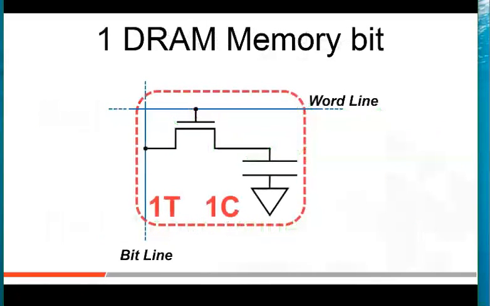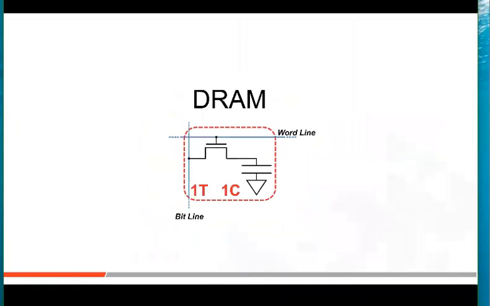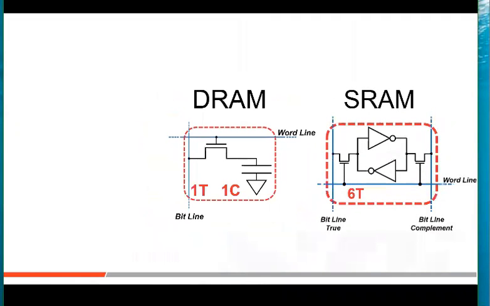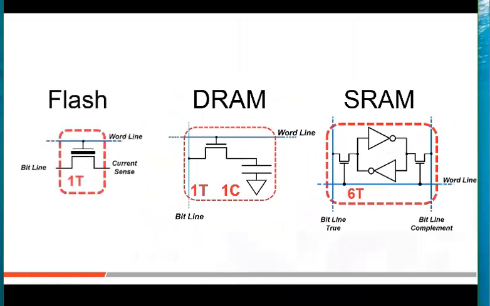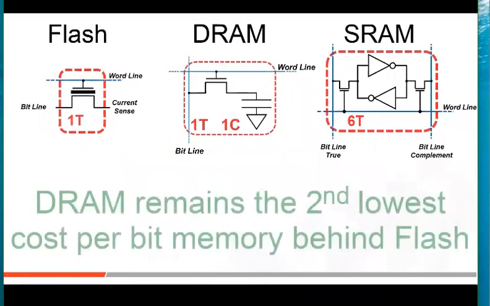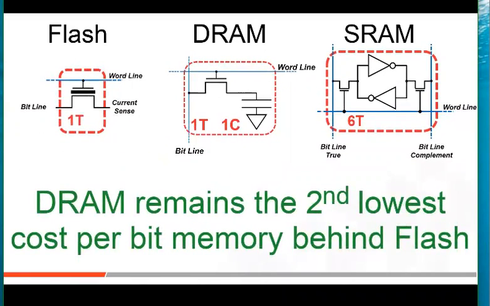This is a DRAM cell. One transistor and one capacitor make up one memory bit. That is only two elements per cell. By comparison, static RAM or SRAM has 6 transistors per cell and flash has 1 per cell. Through continued improvements over these 50 years, DRAM has remained the second most compact memory technology in production, second only to flash memory.